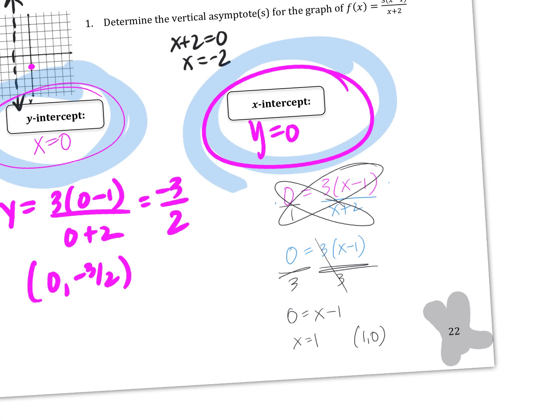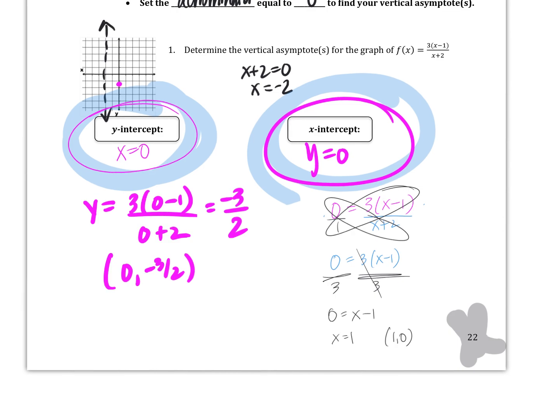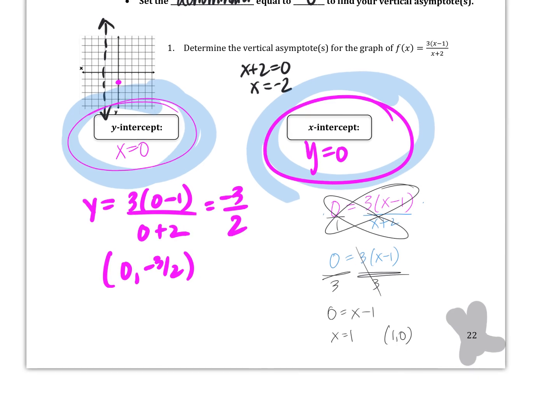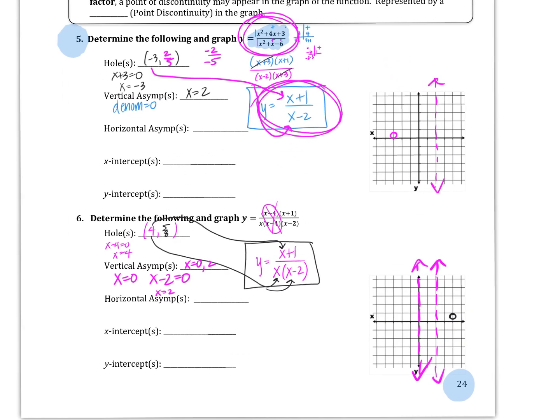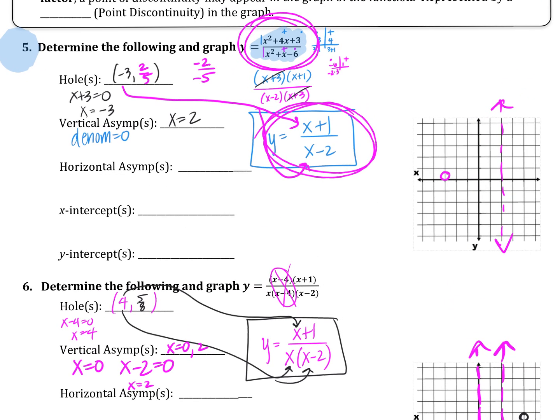Good. We're going to go to our graph. We're going to go to the point (1, 0), and we're going to plot it. And that's as far as we're going to take that graph today. Let's go over to page 24, because this one we started. Number 5.